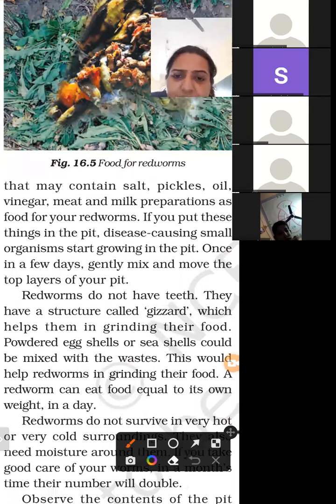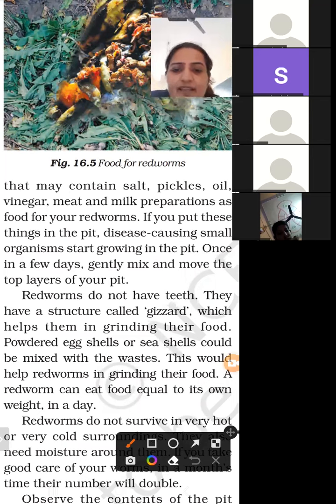Once in a few days, gently mix and move the top layer of your pit. And you have to mix all these substances after a few days.